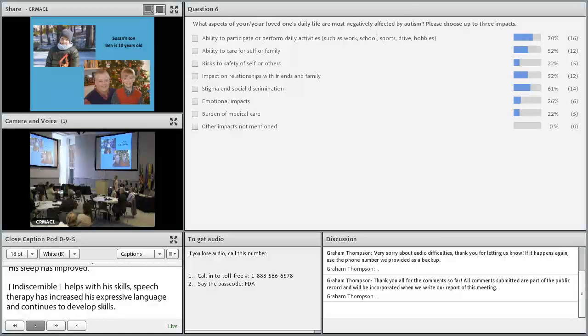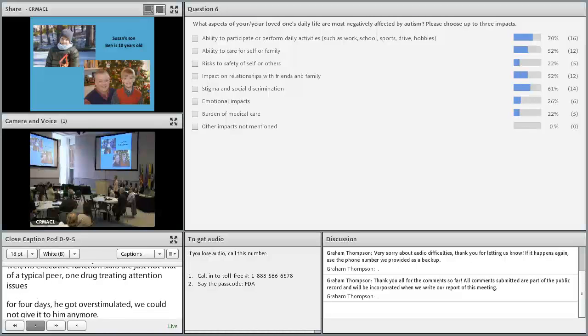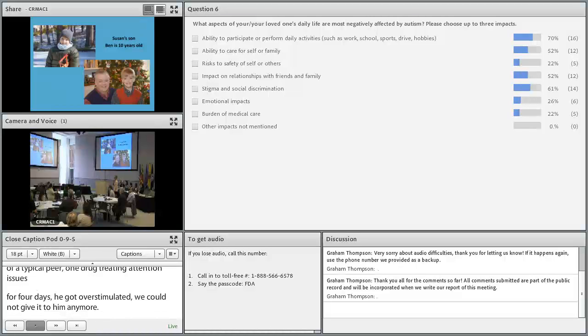One pharmaceutical drug treating attention issues could only be used for 4 days because Ben got so overstimulated, started rolling on the floor. They called us and said, don't give it to him anymore, please. We tried another drug for irritability, but after 3 months, his irritability got worse. We just haven't had a lot of success with a lot of those treatments.